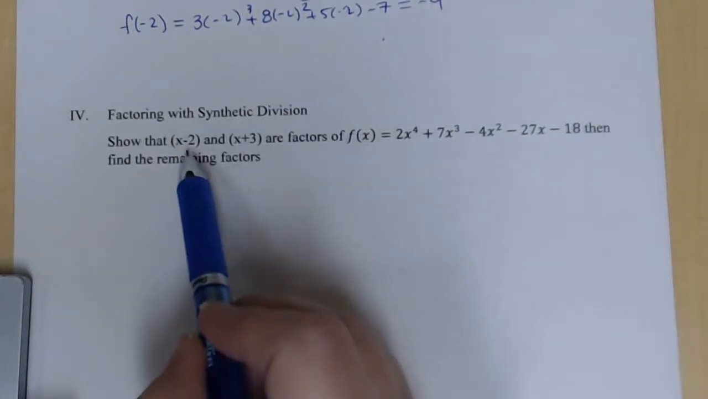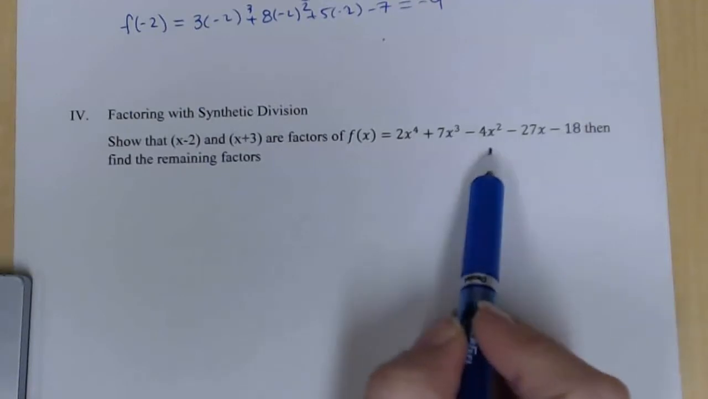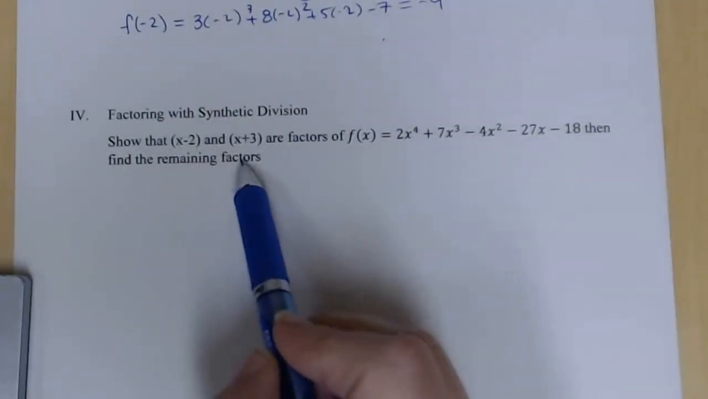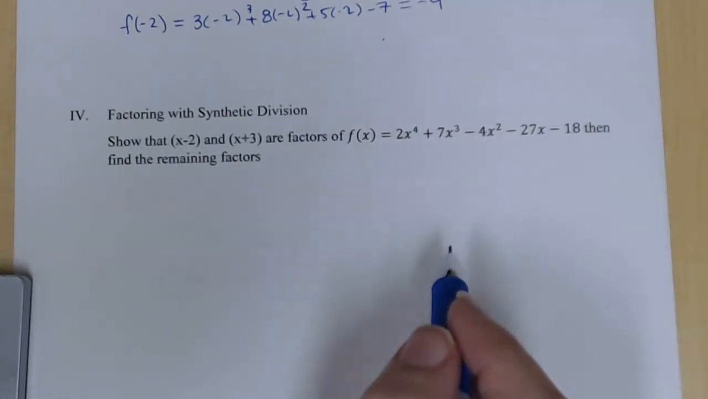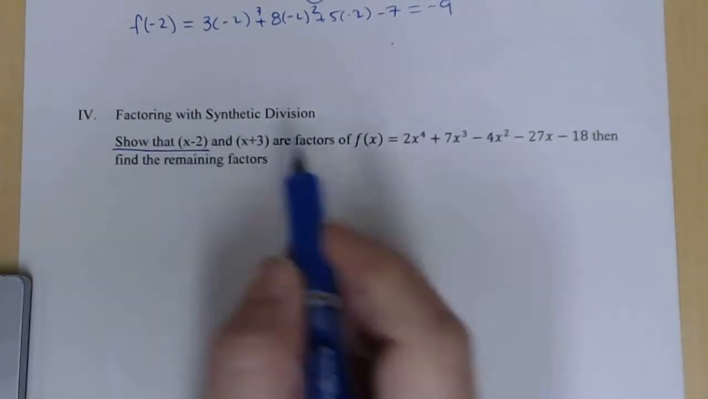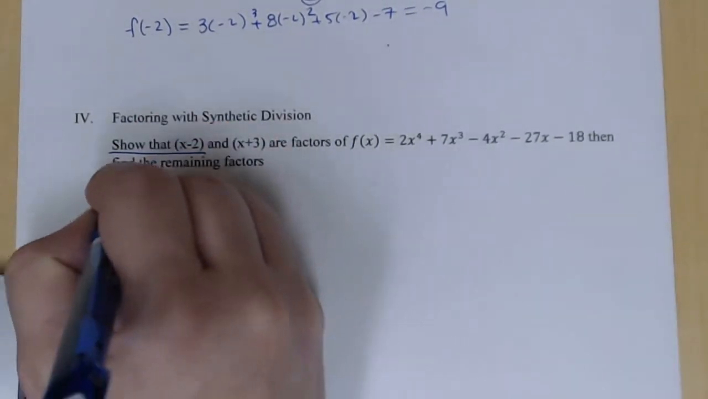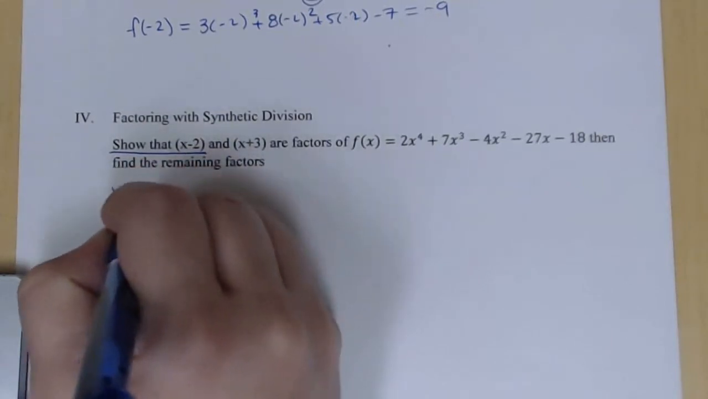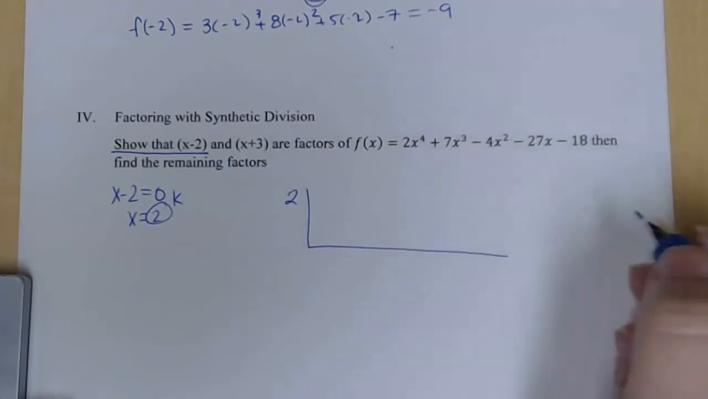So it says show that x minus 2 and x plus 3 are factors of f of x. Then find the remaining factors. So my end game is I'm going to break this down into all the linear factors. Synthetic division is going to do that for me. So first thing I need to show is that x minus 2 is a factor. The way I'm going to show that is I'm going to take x minus 2, set it equal to 0, get my k, and do synthetic division using 2 as my k.